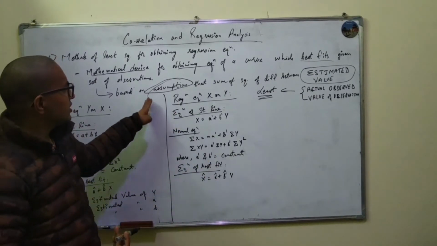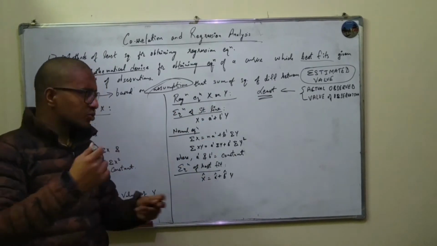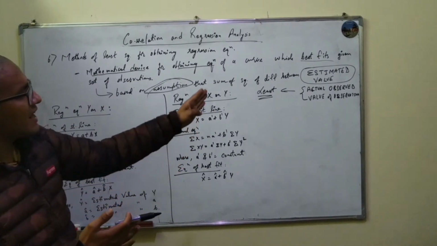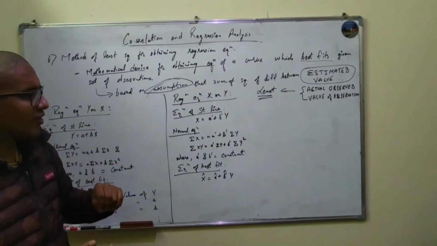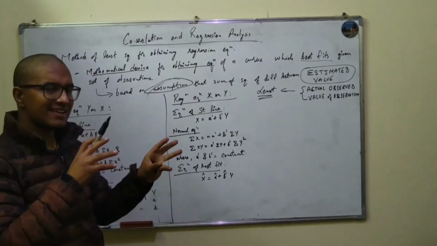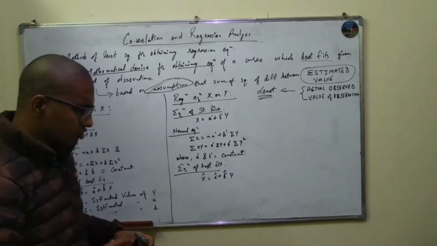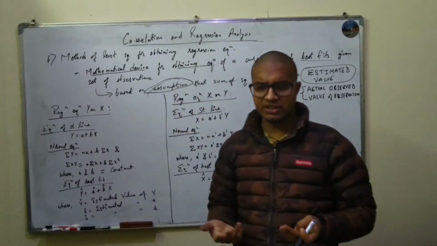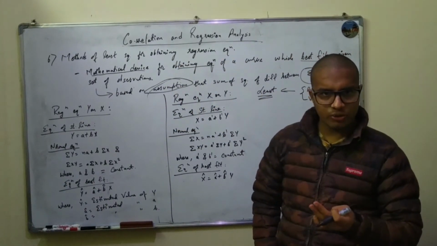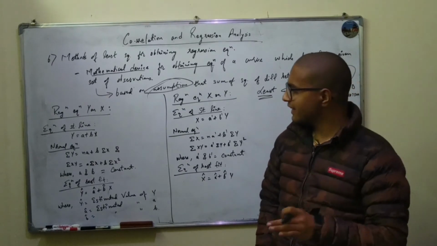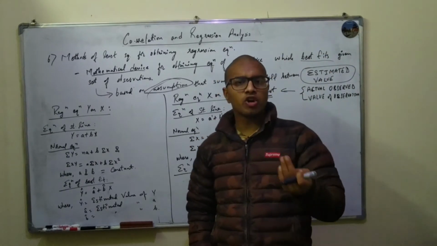So basically, the assumption it is based on is that the sum of squares between estimated values and actual observed values of observation is least. That's its assumption. Okay. So how is it computed? If it is a regression equation of y on x, then you know the normal equation, right?